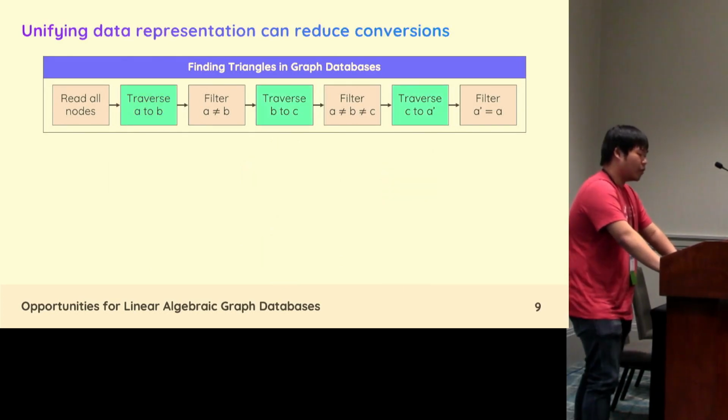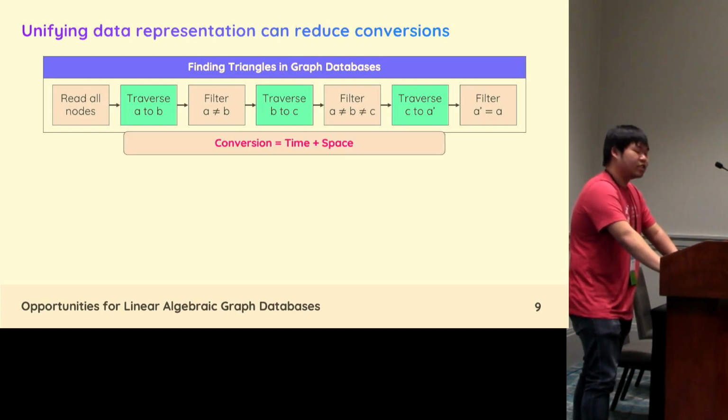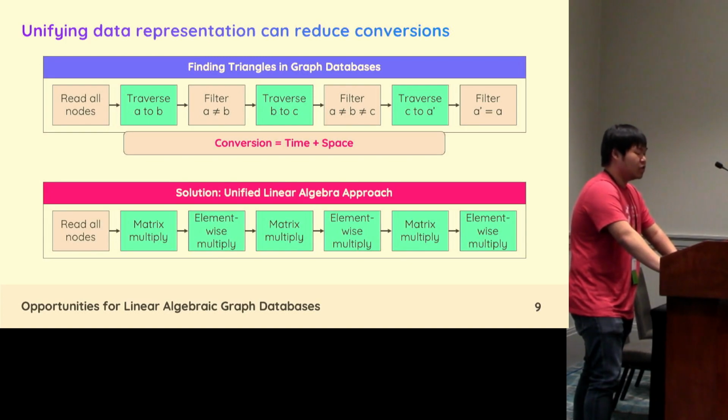So the previous example showed that we need to convert from GraphBLAS representations to the graph database representation, in which the conversions are not free. It costs us time and space. So how should we mitigate it? The idea is the unified data representations in linear algebra, which is to represent all operations as much as possible in linear algebra, so that we don't need to convert from one representation to another.